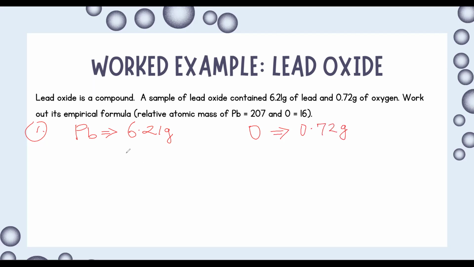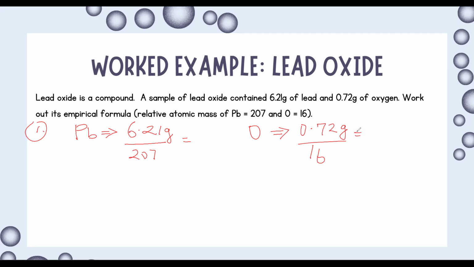Thank you very much. So the next thing to do is to convert it to number of moles. How do we do that? We divide by the atomic mass. The atomic mass of lead is 207. So we're dividing it right now. And the atomic mass of oxygen is 16. So on both ends now, let's punch our calculators and get our individual values.